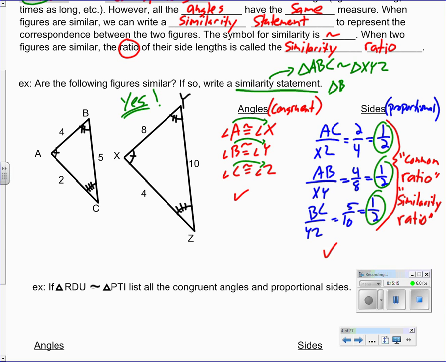You could also say triangle BAC is similar to triangle YXZ. As long as the order between the two matches, it doesn't matter. As long as it shows that B corresponds to Y, A to X, and C to Z, you can use any order you want, as long as they're both written out in corresponding order.